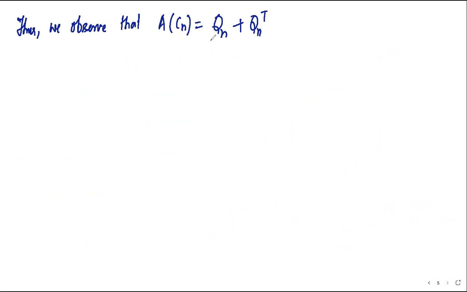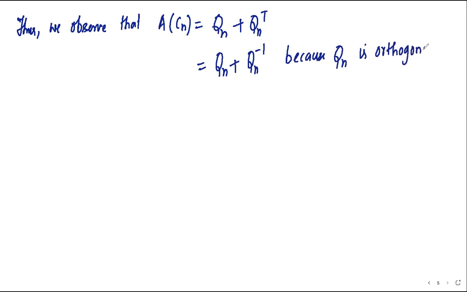But now, since Qn is an orthogonal matrix, this is equal to Qn plus Qn inverse, because Qn is orthogonal. Because Qn is an orthogonal matrix, Qn transpose is equal to Qn inverse. Here we can use the spectral mapping theorem because we know the eigenvalues of Qn. Since Qn is an invertible matrix, the eigenvalues of Qn inverse are the reciprocals of the eigenvalues of Qn.